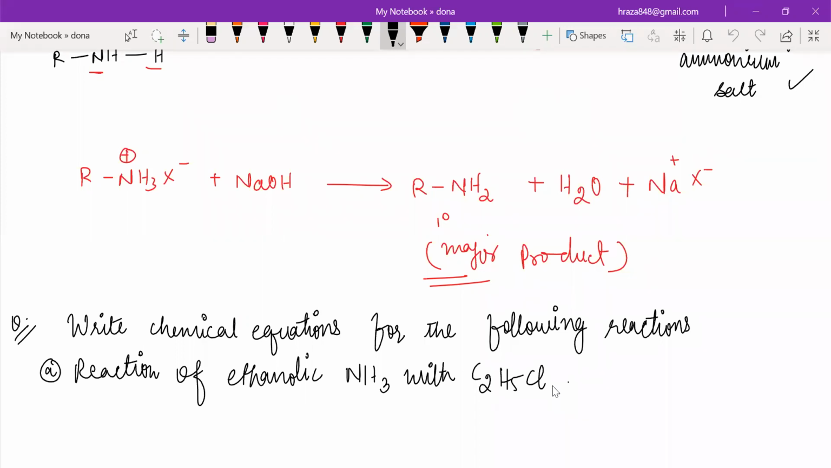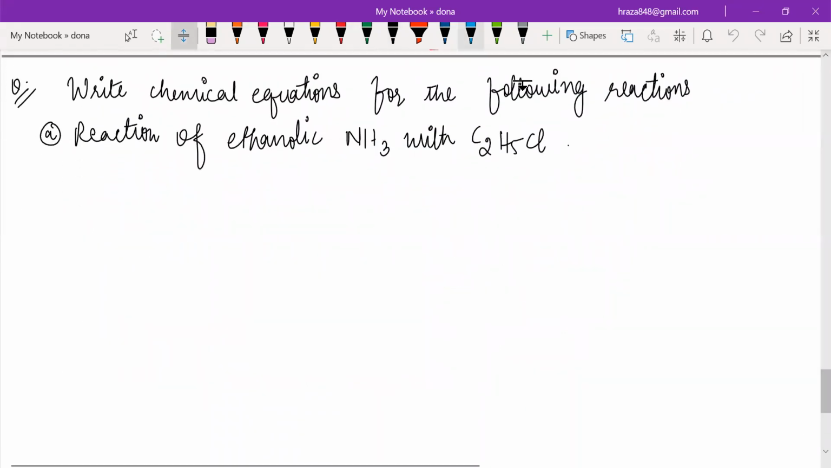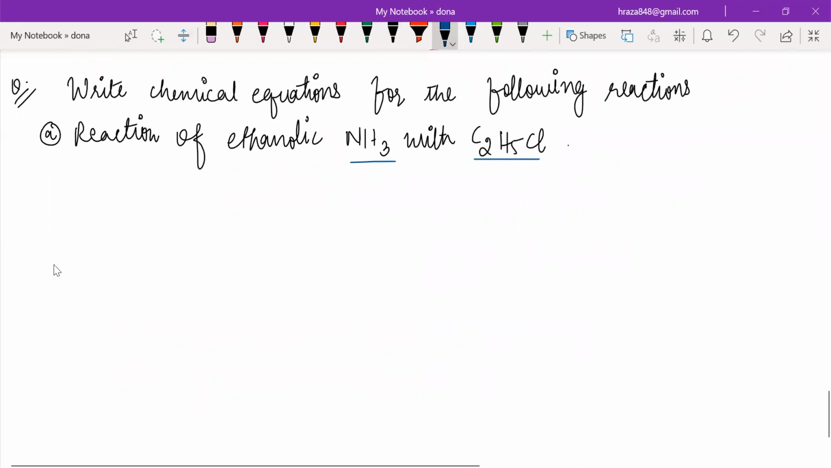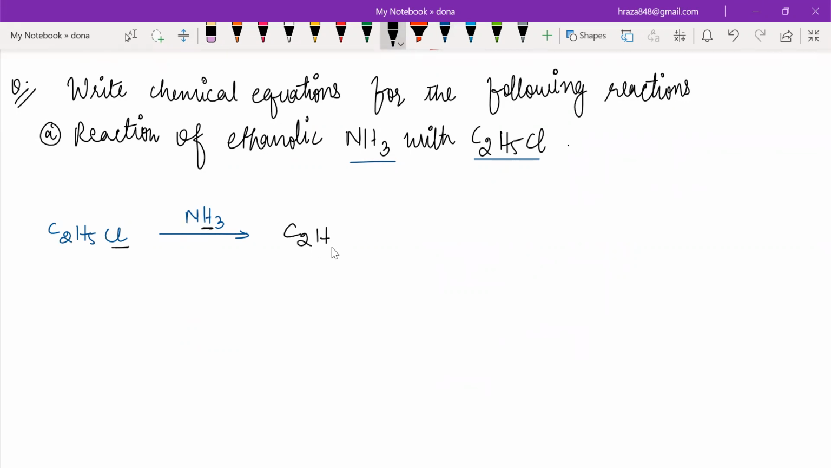So I'm not sure how to write this. Okay, no problem, it's very easy. Reaction of ethanolic NH3 with C2H5Cl. You have C2H5Cl and you react this with NH3. What will happen? It's very simple. One of the hydrogens will be replaced by the chlorine group, so you will get C2H5NH2, a primary amine, 1 degree amine. The chlorine and one of the hydrogens will be the byproduct, which we don't need to write. Yes or no?